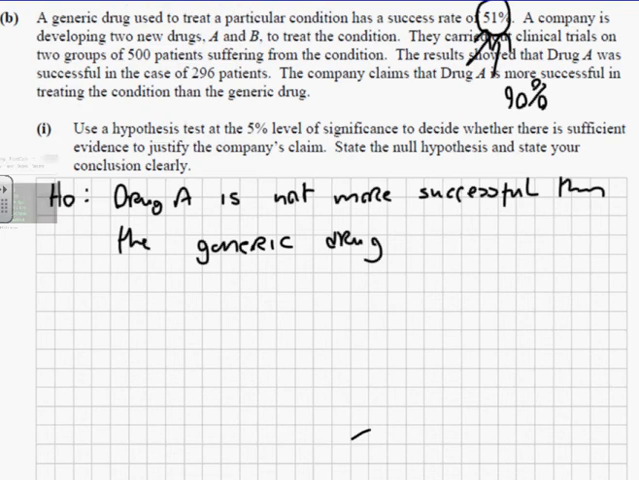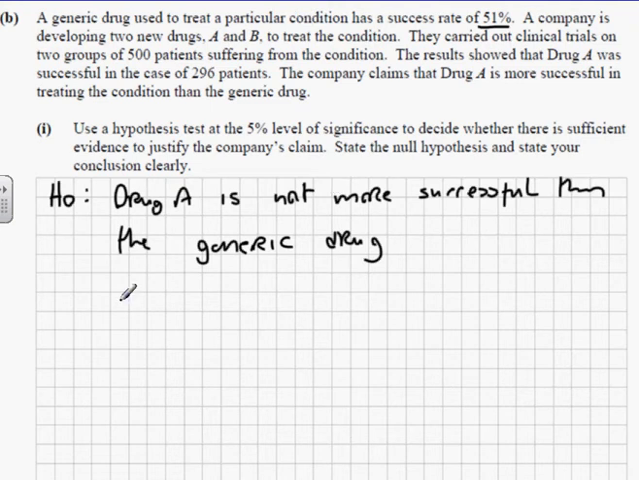Just to be sure about this, guys, whatever statistic they give you in any question, such as this 51% here, that is always going to be your null hypothesis, right? It's consistent with any question we've seen so far. So you say drug A is not more successful than the generic drug. Hence, it's still 51%. Now, there's two ways to go at this, okay? We'll do both ways and explain why we're going to use one over the other.